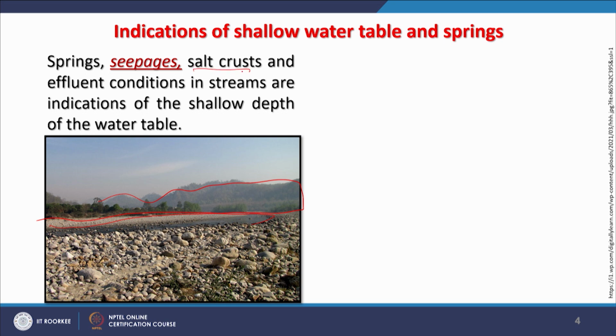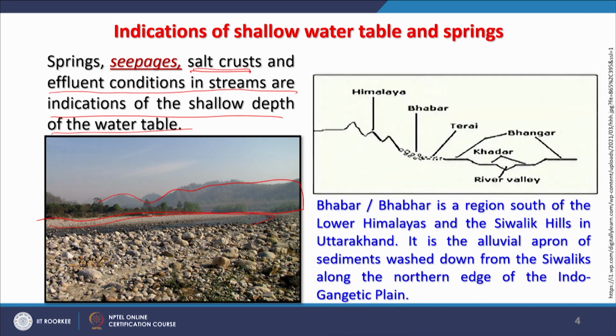Salt crust, sometimes we get salt crust. That means groundwater which was carrying salts left them behind, and due to the evaporation process the water has disappeared, so it left the salt on the surface. So, a salt crust is also an indicator of shallow groundwater conditions, and effluent conditions in streams are indications of shallow water conditions. That means the water table is contributing towards the stream. That is also an indication of shallow groundwater conditions.